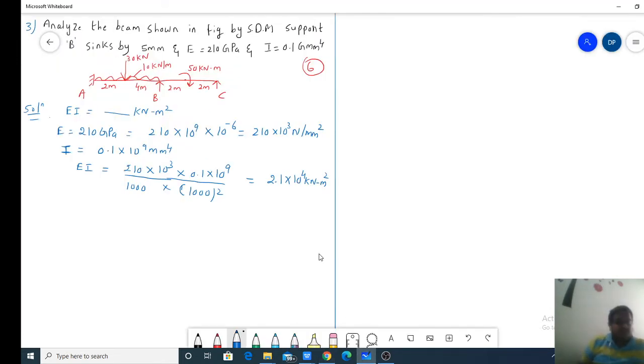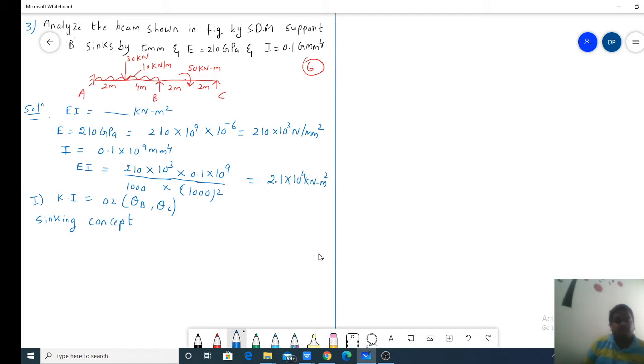Now the next steps will all be similar to what we have done. So my first step will be kinematic indeterminacy. Here kinematic indeterminacy will be 2, that is nothing but your theta B and theta C. Now once you have done with this, you need to understand the sinking concept. Now I will be explaining you the sinking concept.